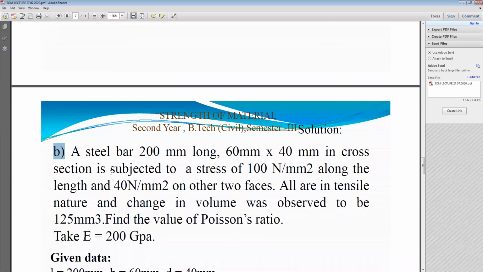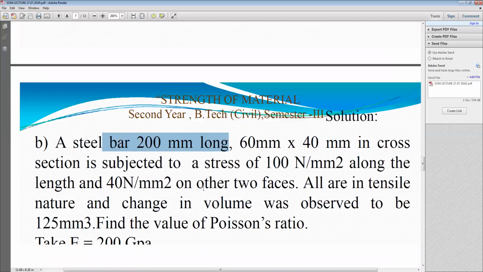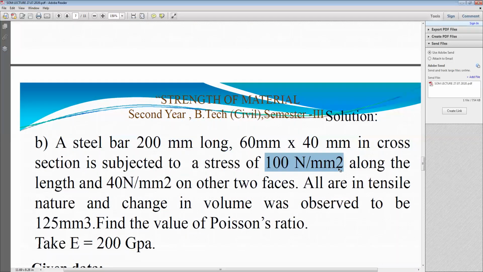The next problem: let us see a steel bar of 200 long. Please write down in your notebook. A steel bar 200 long, 60 by 40 in cross section. I repeat again, a steel bar 200 long, 60 by 40 in cross section is subjected to a stress of 100 Newton per square along the length and 40 Newton per square on the other two faces.